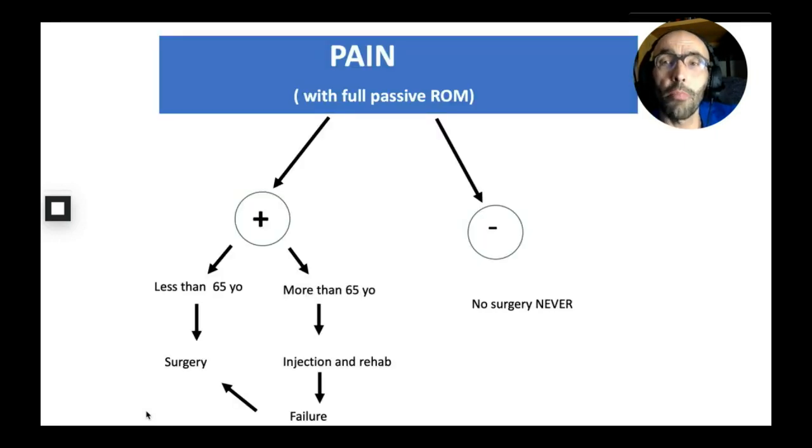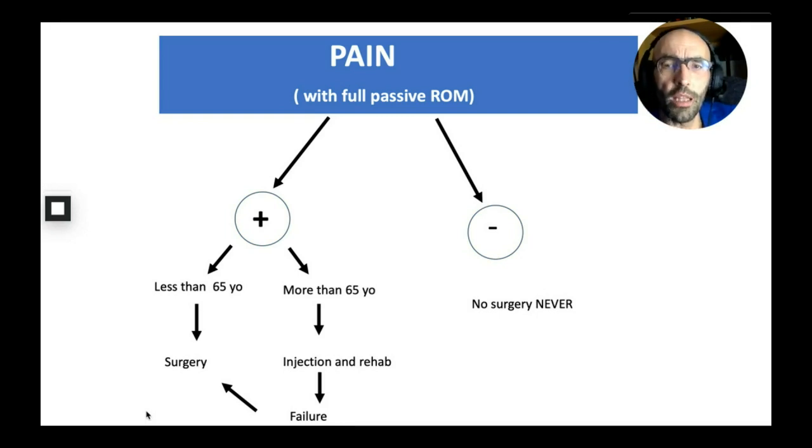I suggest my decision tree. It is only my position. It is not the science. It is what I think, what I do daily in my daily practice. For me, the most important is pain, because when you have a shoulder pain, it's awful, really awful. It's like a thief. It's very, very painful.